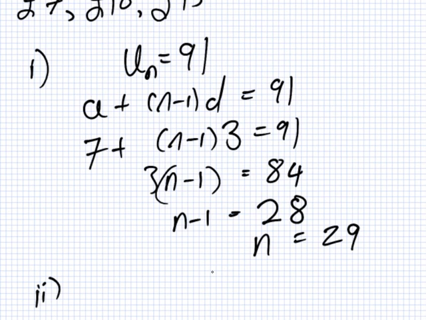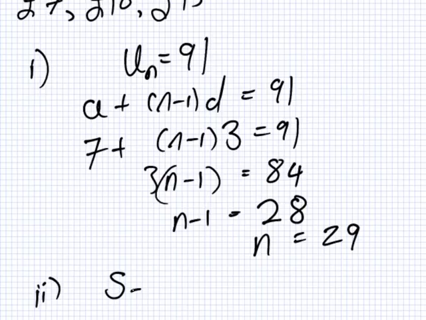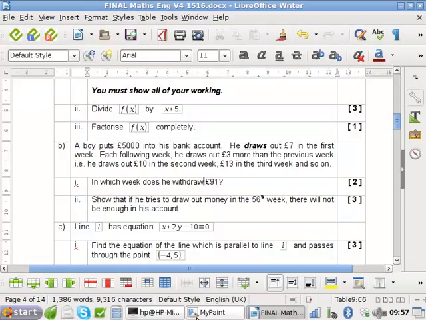Well, what you need to do here is show that the sum to 56 is more than 5,000. Actually, really, you need to show that sum 55... No, sum 56 is more than 5,000. No, but that doesn't show. No, I guess it does show. Let me read the words carefully. Show that if he tries to withdraw. Yeah, okay, that does show it.